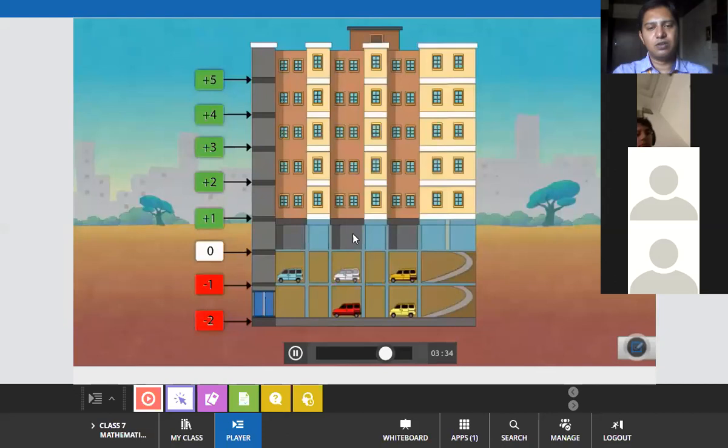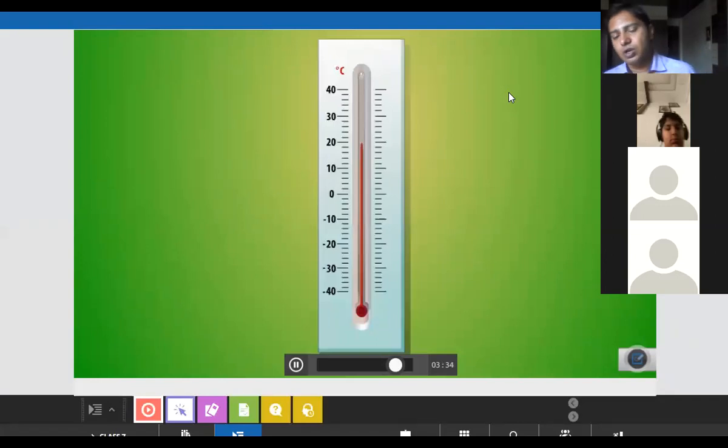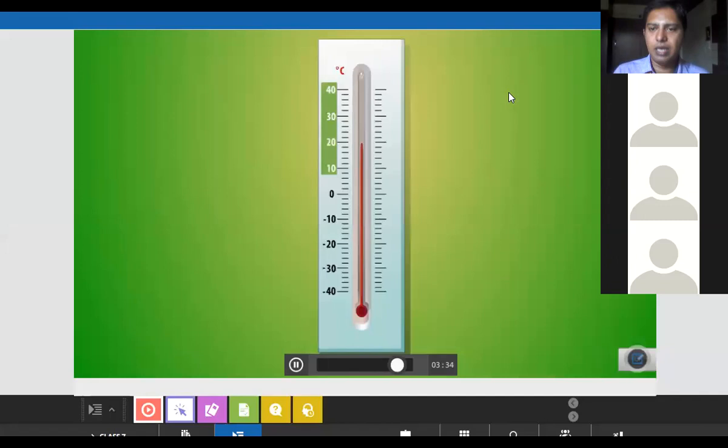Next example. You may have seen a thermometer in your school laboratory. Have you observed the markings on the thermometer closely? The markings show positive as well as negative numbers. In thermometers as well, we have a negative scale and a positive scale. So in the number system line, or number line, or real number line, we'll have positive and negative numbers as well.